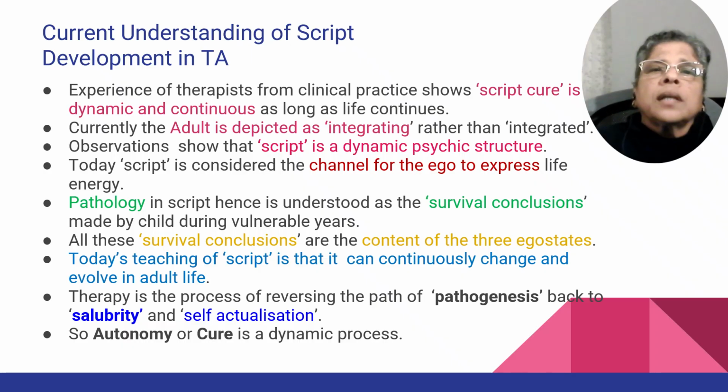Pathology in script is understood as something that happened in vulnerable years because of the aim to survive. So again, that is a positive outlook on even the dysfunctionalities that developed. The dysfunctionalities were an attempt to survive within the limited awareness. And all these survival conclusions are what is manifested in the ego states.